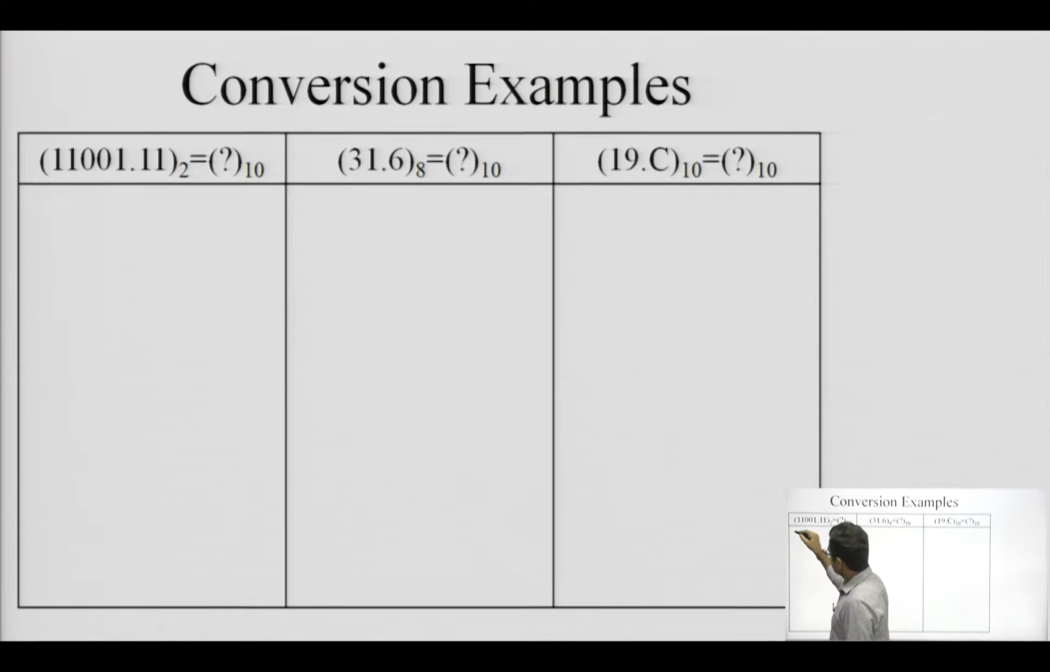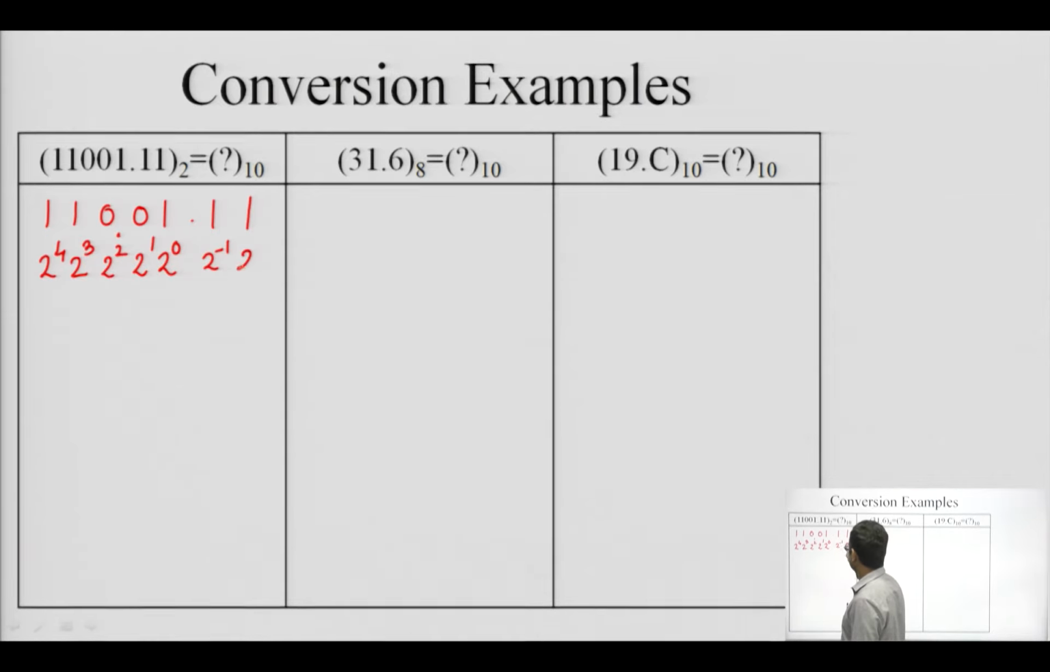So, this 1, 1, 0, 0, 1, 0.11, this will be multiplied by 2 raised to power 0, 2 raised to power 1, 2 raised to power 2, 2 raised to power 3, 2 raised to power 4, and this will be multiplied with 2 raised to power minus 1, 2 raised to power minus 2. So, ultimately this is 16, this is 8, this is 4, this is 2, this is 1, this is 1 by 2 and this is 1 by 4.